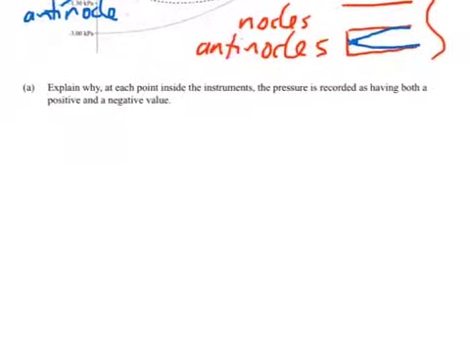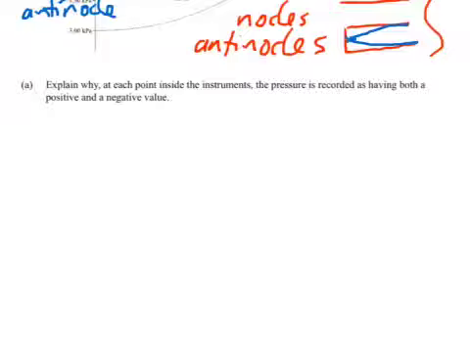So the first question says, explain why at each point inside the instruments the pressure is recorded as having both a positive and negative value. Well, we've already talked about this just a little bit. Remember, the particles of air are vibrating backwards and forwards, so that would indicate that the particles are under both a positive and a negative pressure, depending which way.